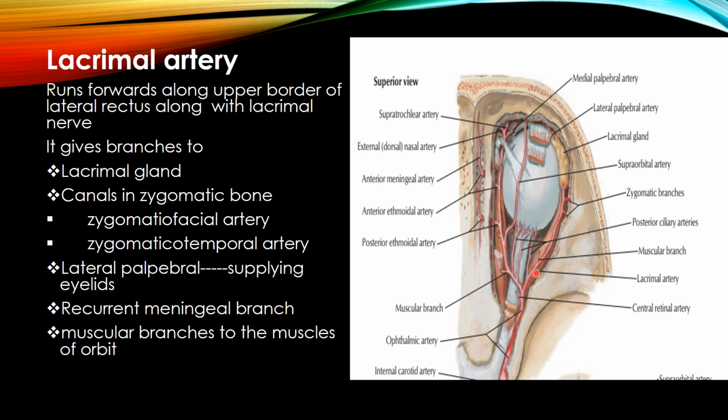The lacrimal artery runs forward along the upper border of the lateral rectus along with the lacrimal nerve. It gives branches to the lacrimal gland, and branches in the canal of the zygomatic bone as zygomaticofacial, that goes through the zygomaticofacial foramen onto the face, and zygomaticotemporal, through the zygomaticotemporal foramen into the temporal surface of the temporal bone. Then it gives the lateral palpebral artery supplying the eyelids, a recurrent meningeal branch that goes into the middle cranial fossa, and muscular branches to the muscles of the orbit.